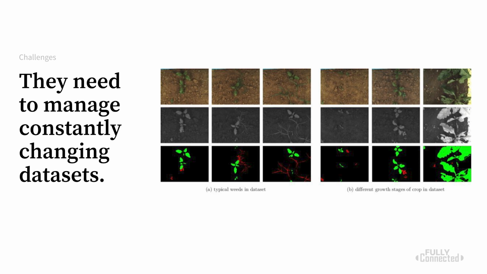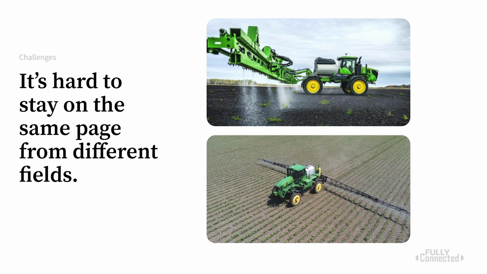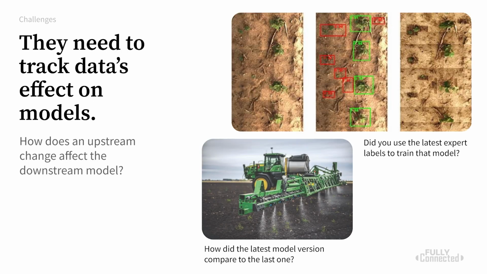They've got live data from different sources, real fields where their models are deployed. Data comes in from different times of day with different expert labelers, different crops and environments. They need to manage these constantly changing data sets. They need to track models trained in different conditions. And it's hard to stay on the same page when your team is operating in different fields. They need to track how changes to data upstream affects model performance downstream.